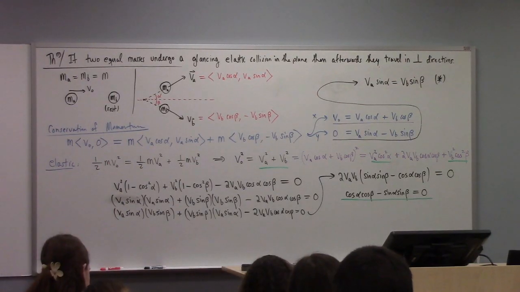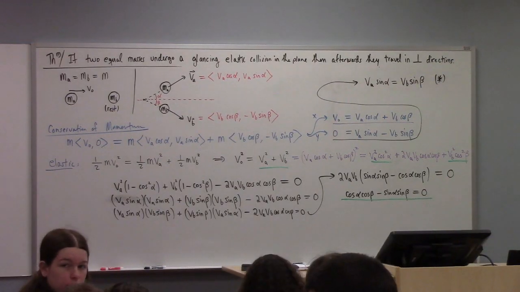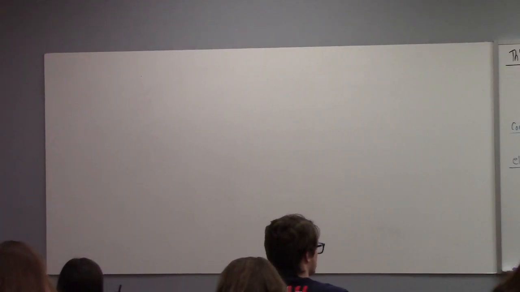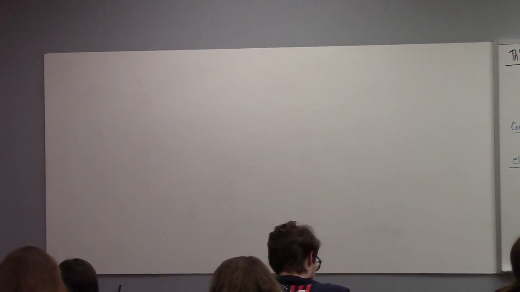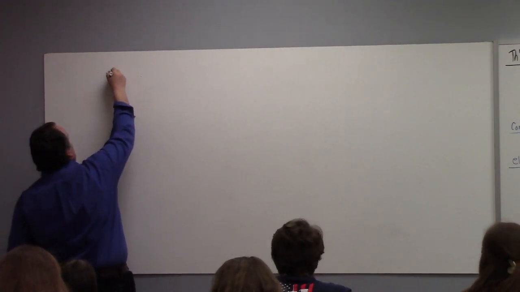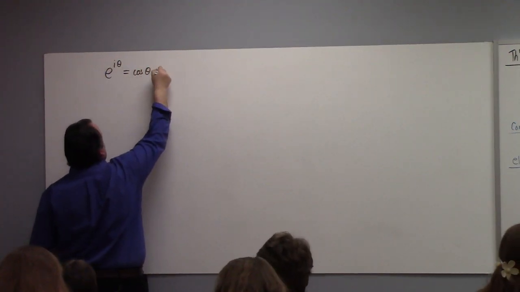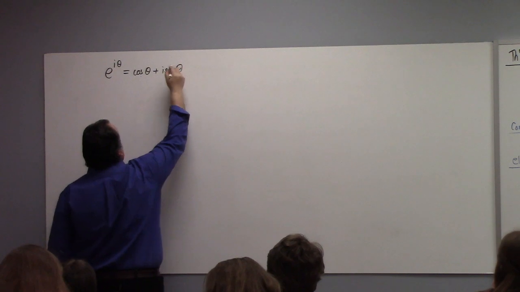We'll come back to that in a second. Let me take a 3-minute detour into some mathematics that will help you remember trigonometry that you might forget. This is the imaginary exponential. The imaginary exponential is simply this. We write e to the I theta is cosine theta plus I sine theta.